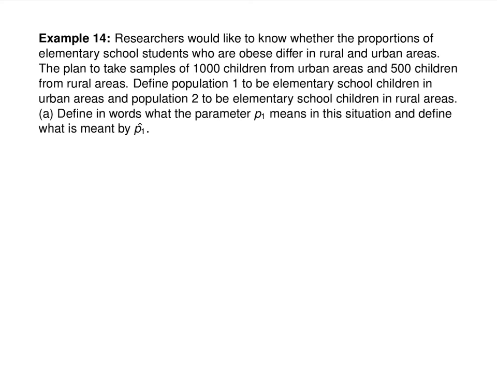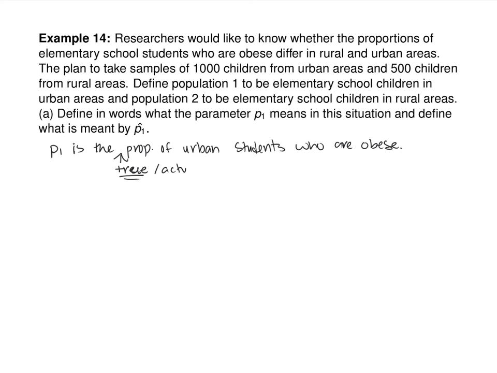So define in words what's meant by the parameters P1 and what's meant by P1 hat. So P1 is the proportion of, well, population 1 was urban, of urban students who are obese. And I should say it's the true or the actual, the unknowable one. P1 hat, this is the proportion of urban students who are obese in your sample.